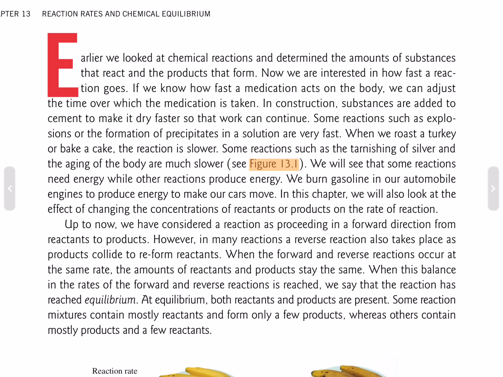If we know how fast a medication acts on the body, we can adjust the time over which the medication is taken. In construction, substances are added to cement to make it dry faster so work can continue. Some reactions, such as explosions or the formation of precipitates in a solution, are very fast. If we roast a turkey or bake a cake, the reaction is slower. Some reactions, such as the tarnishing of silver and the aging of the body, are much slower.